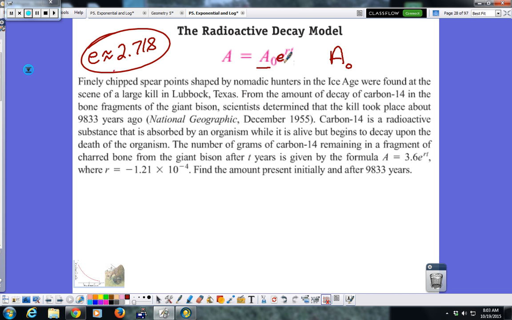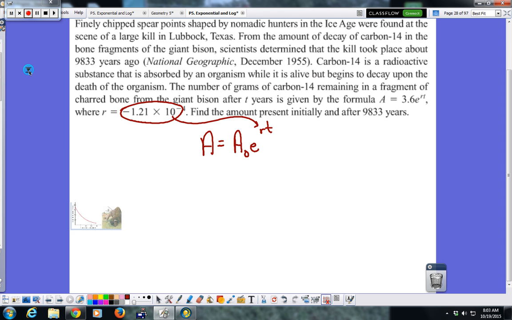That sounded really confusing. Here's your formula: A equals A0 e to the rt power, where here's your r, and t is the time we're looking for. From the amount of carbon-14 in the bone fragments, scientists determined that the kill took place about 9,833 years ago. So the formula is 3.6 times e to the negative 1.21 times 10 to the negative 4 power times t.